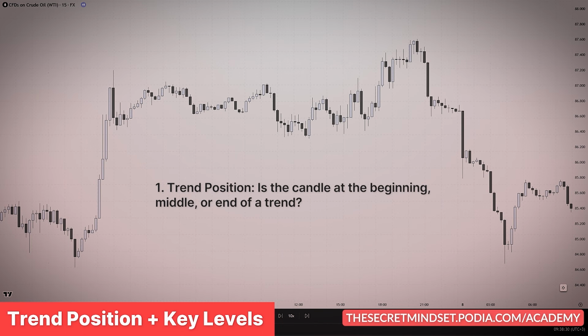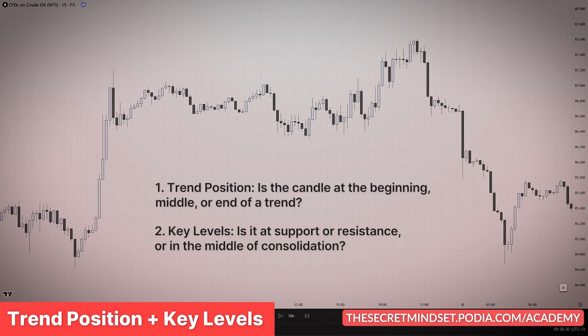Is it at the beginning, middle, or end of a trend? Is it at a support or resistance, or in the middle of a consolidation phase? Always analyze candlesticks in the context of the overall price move, never in isolation.